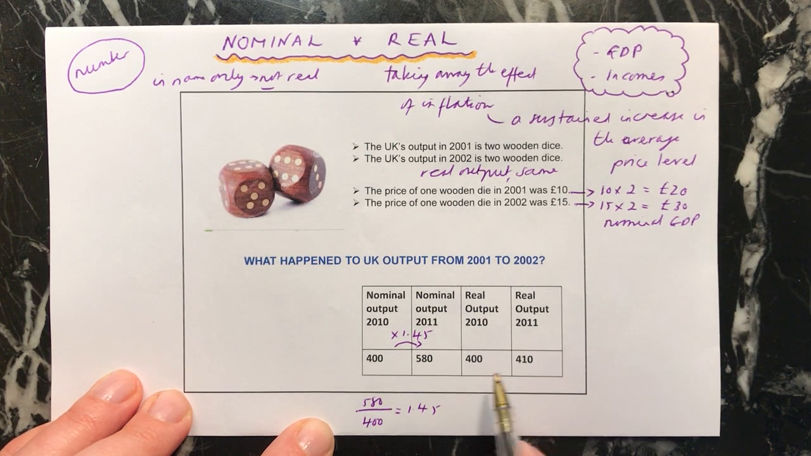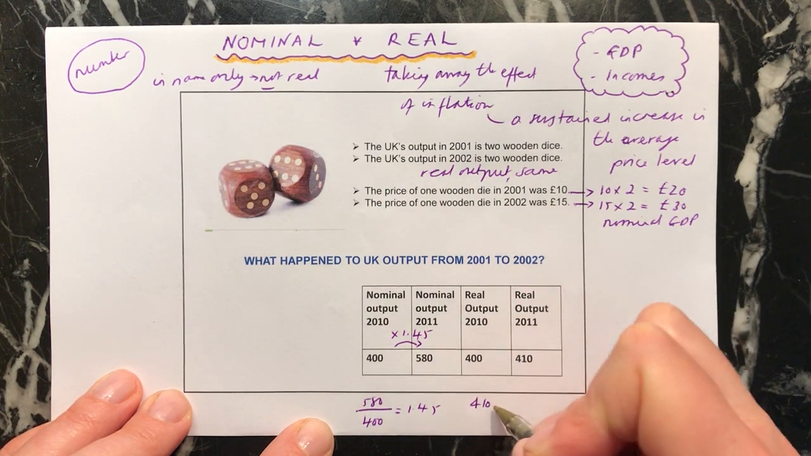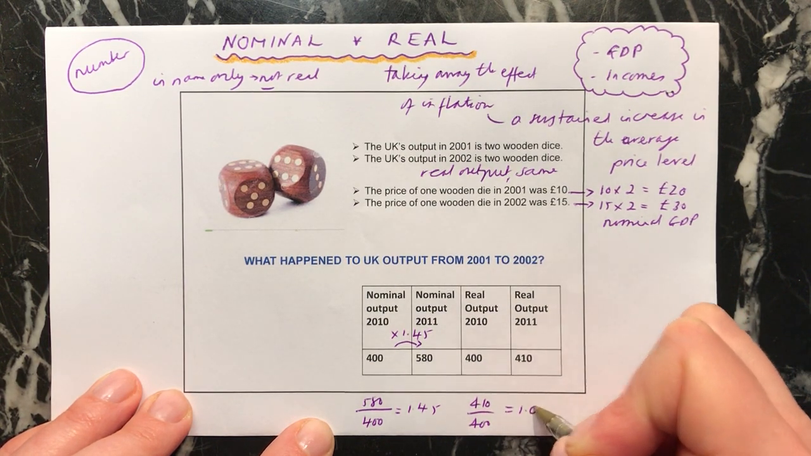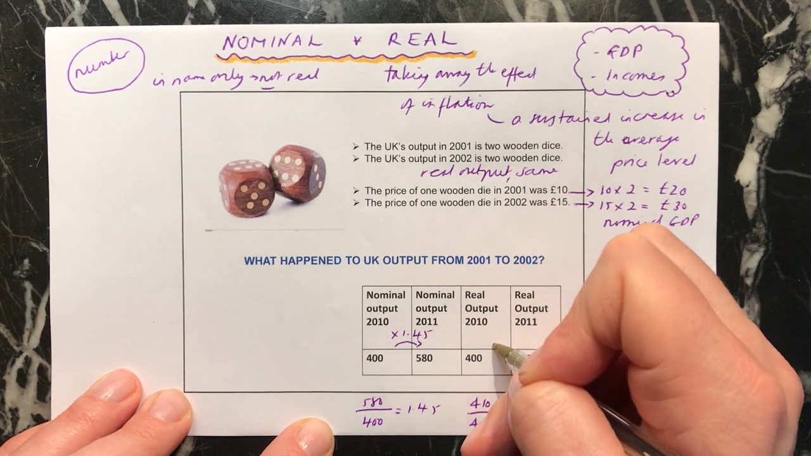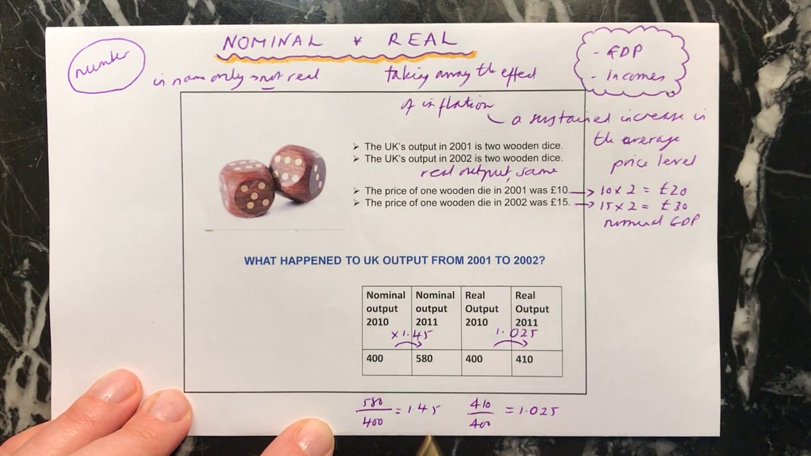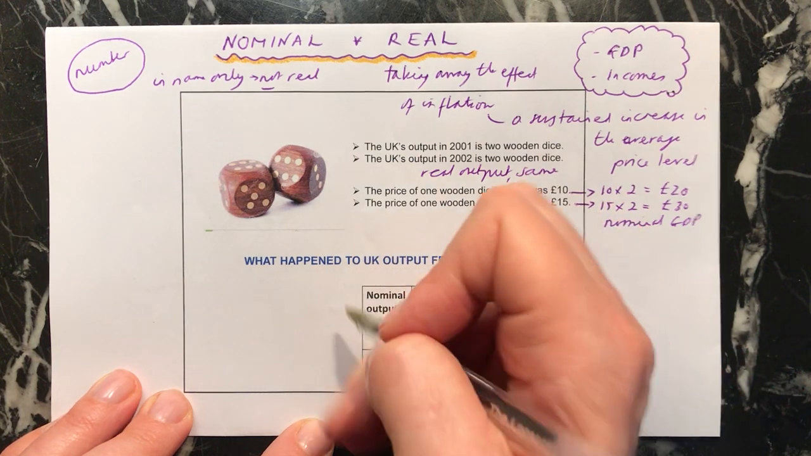But when we look at the real output, going from 400 to 410, again, you do 410 divided by 400, and that gives us 1.025. So this has been multiplied by 1.025. This is a much bigger increase than this. And this shows us that our real output hasn't gone up by very much. It's only gone from 400 to 410. The nominal output's gone up by quite a lot, from 400 to 580. But the reason for this is because of inflation.